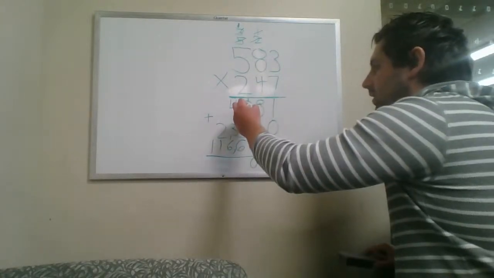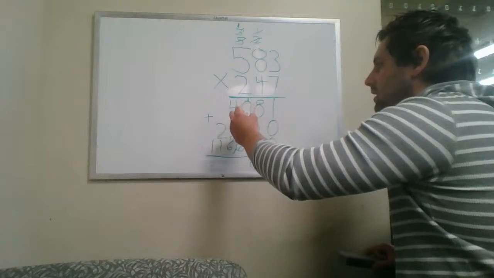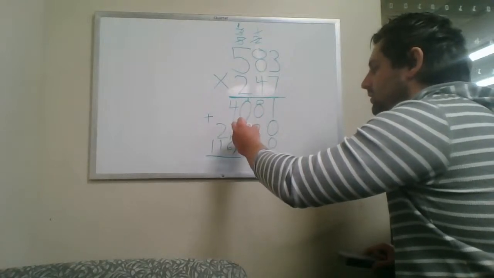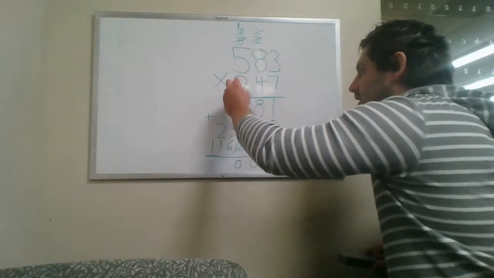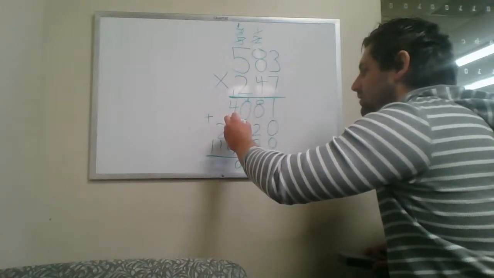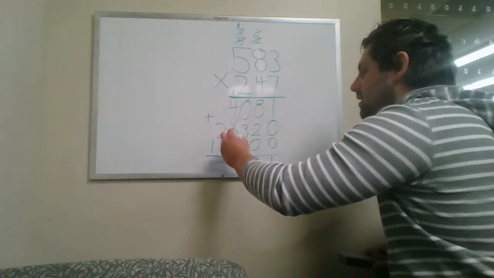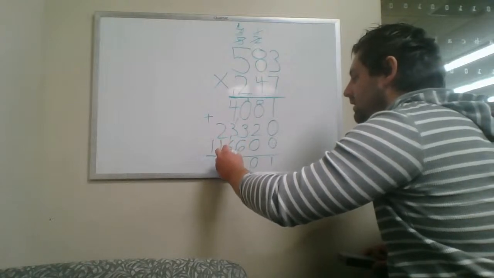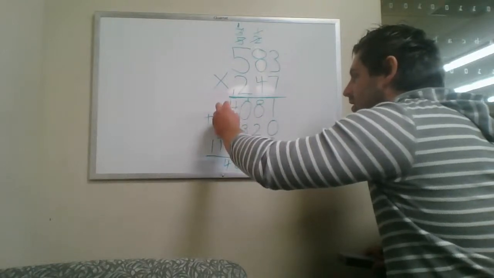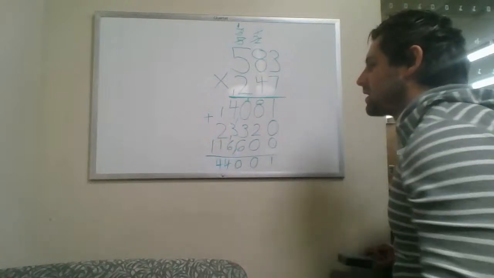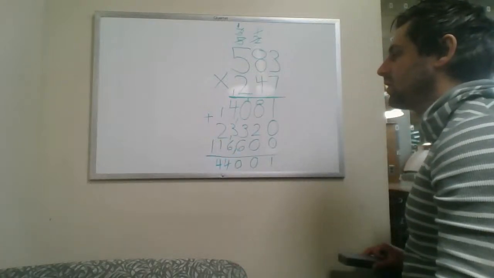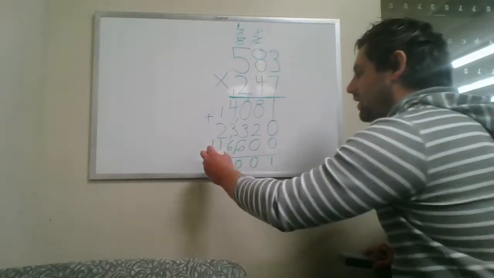1 plus 0 equals 1, plus 3 equals 4, plus 6 equals 10. 0 carry the 1. 1 plus 4 equals 5, plus 3 equals 8, plus 6 equals 14. 4 carry the 1. 1 plus 2 plus 1 equals 4. 0 plus 0 plus 1 equals 1.